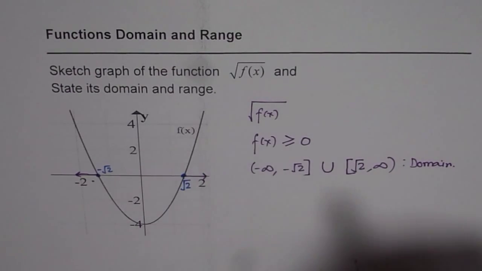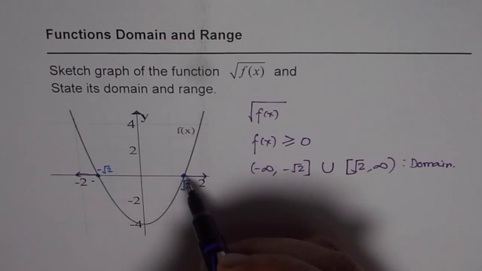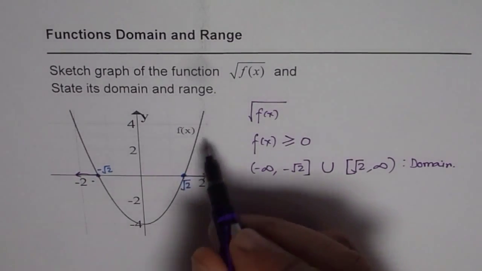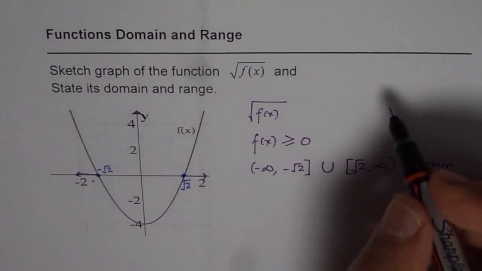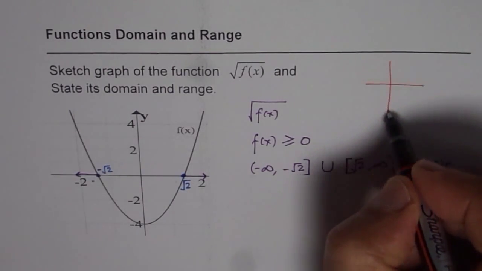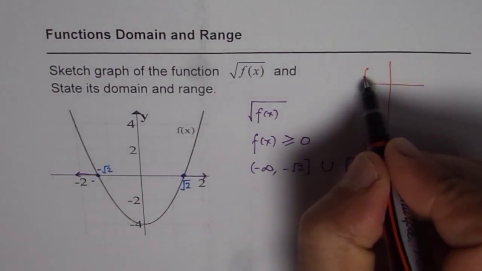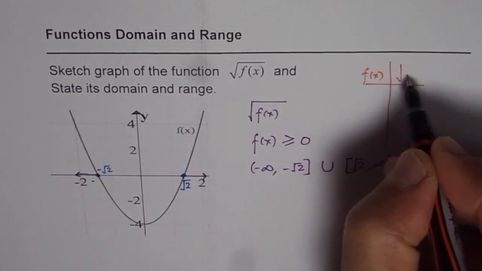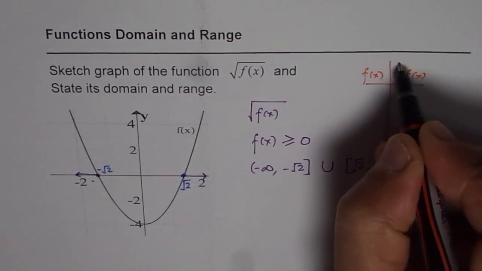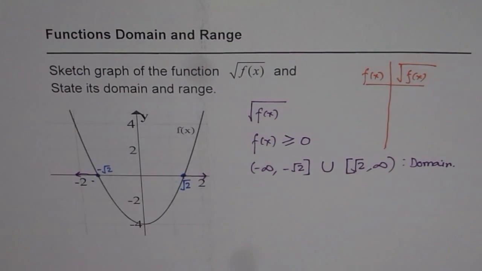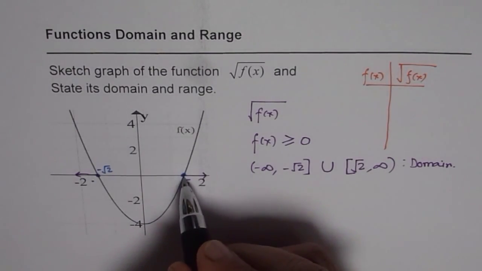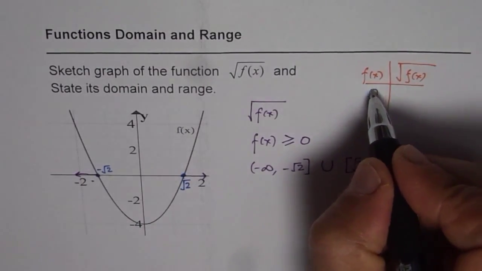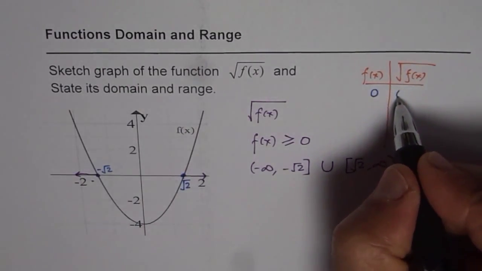Now how about the range of the function? To find the range, we can find the square root function. So what you can do here is make a table of values and then write what is the value for f of x and what is the value of square root of f of x, right? For example, if I substitute 0 as the y value, so f of x is 0, then square root of f of x will be 0, right?